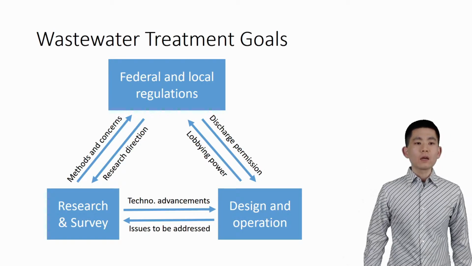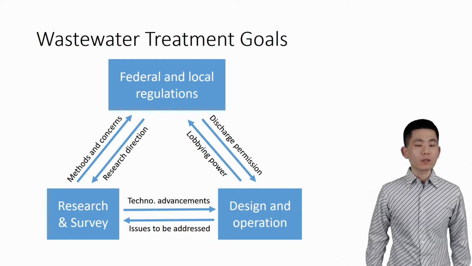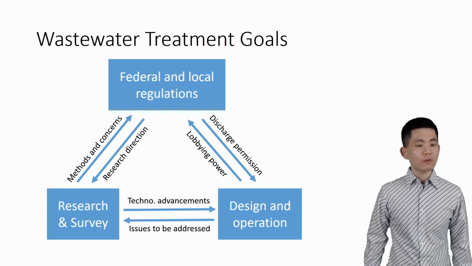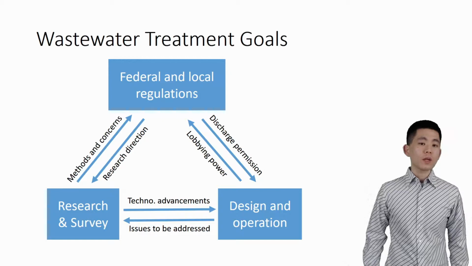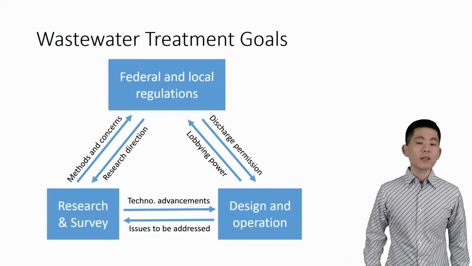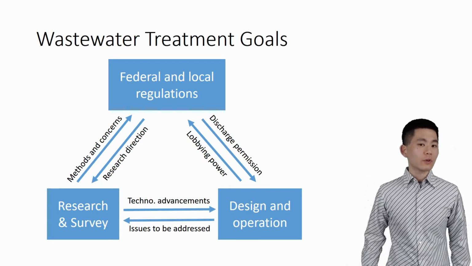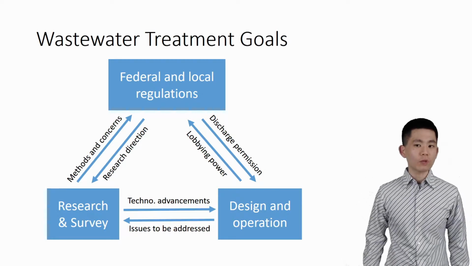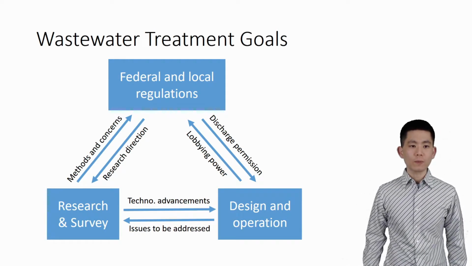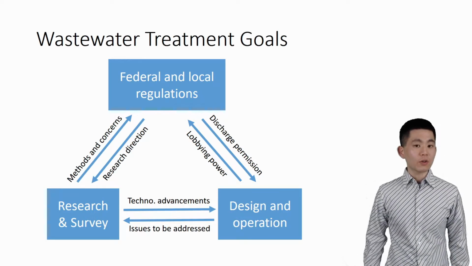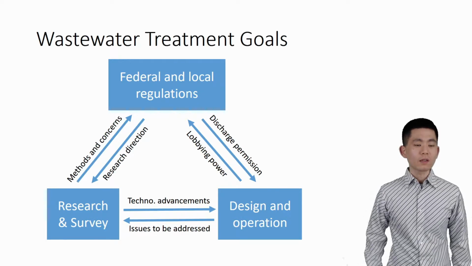The three major components in the wastewater industry are regulation, design and operation, and research and survey. The regulation applies discharge permissions that the design and operation parties need to abide by. New technologies are developed through research and can help achieve better treatment efficiency with lower cost. New methods developed by research and concerns brought up by research and survey can provide guidelines for regulations.